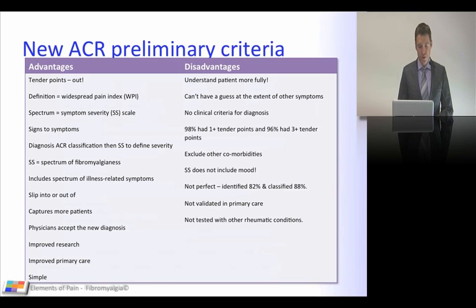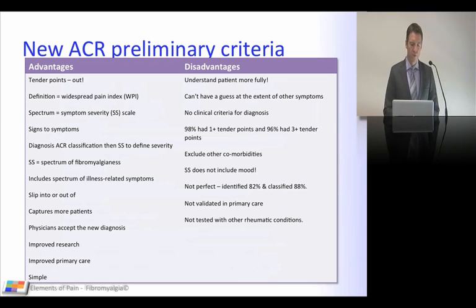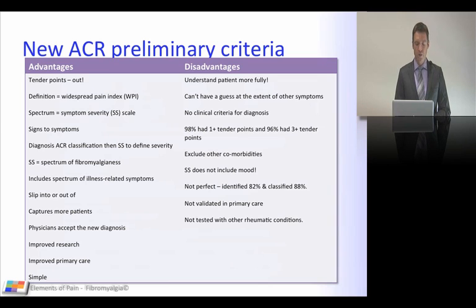This may improve research. It may improve the ability to deliver primary care to these patients out in the communities. And some say these criteria are simple. I don't know if they're really that simple, and maybe with repeated use they become simpler to use.